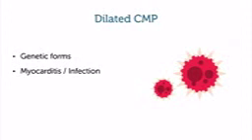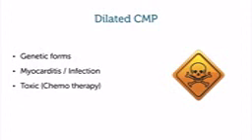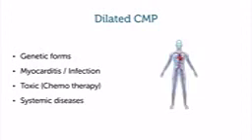Dilated cardiomyopathy can be the result of a genetic cause, something that we see more and more frequently, or at least we're now able to detect it. It can be the result of myocarditis, usually a viral infection. Toxic, just think of chemotherapy, and the result of a systemic disease.